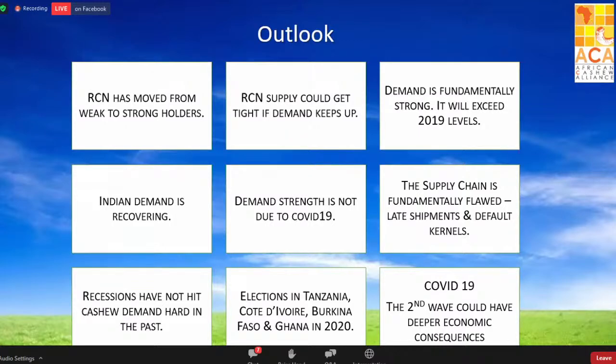And finally, for African processors, I would like to say that the lesson from 2020 is that if you can get yourself in a position where you have supply, where you have good food safety practice in your premises, and you have good connection to markets, even in the direst crisis, you can actually do quite well.